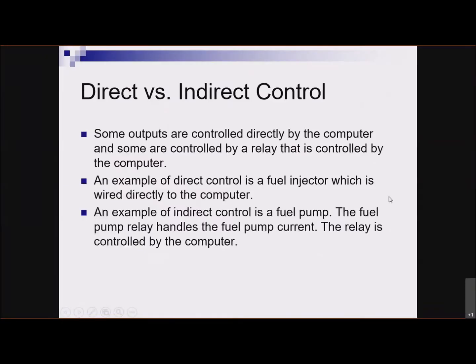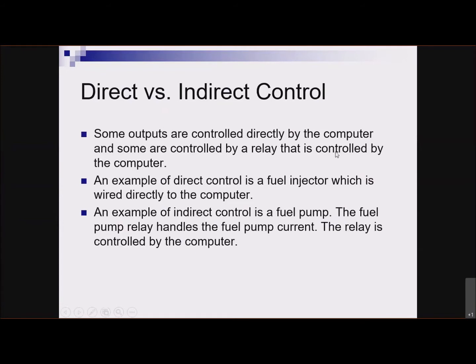So let's see if I missed anything. Some outputs are controlled directly by the computer. Some are controlled by a relay that is in turn controlled by the computer. The fuel injector is an example of direct control because it's wired directly to the computer, as is, of course, the evap solenoids I just showed you. An indirect control example is the fuel pump. The fuel pump relay handles the fuel pump current, and the relay is controlled by the computer.